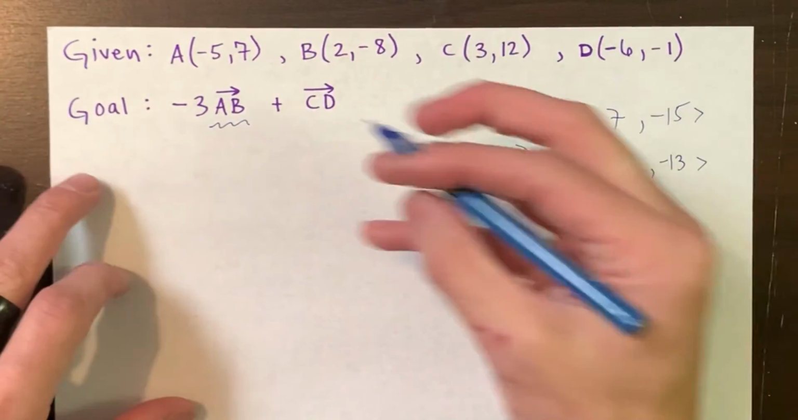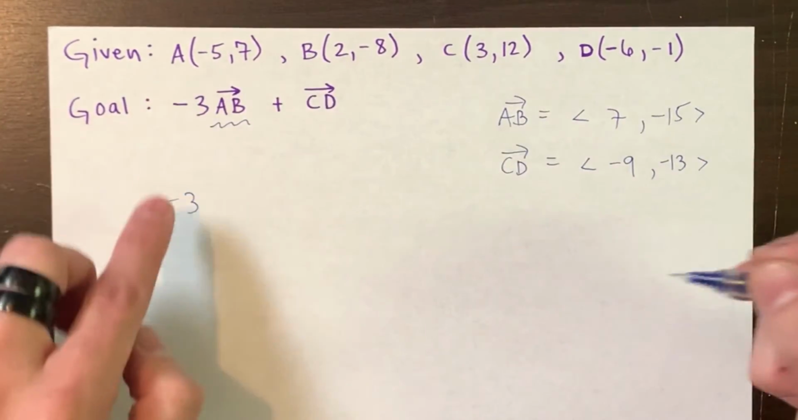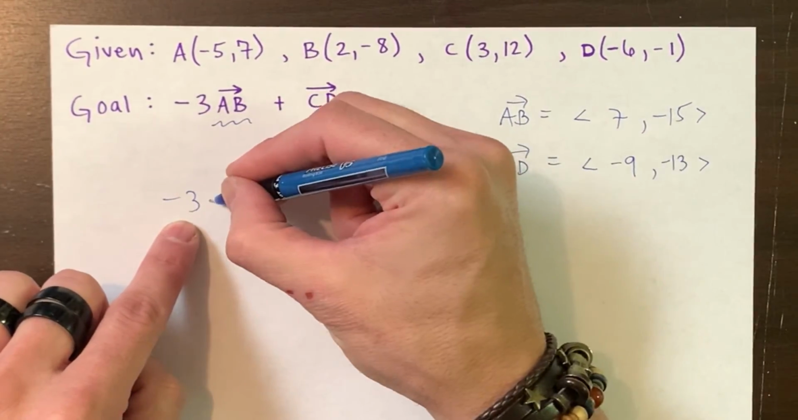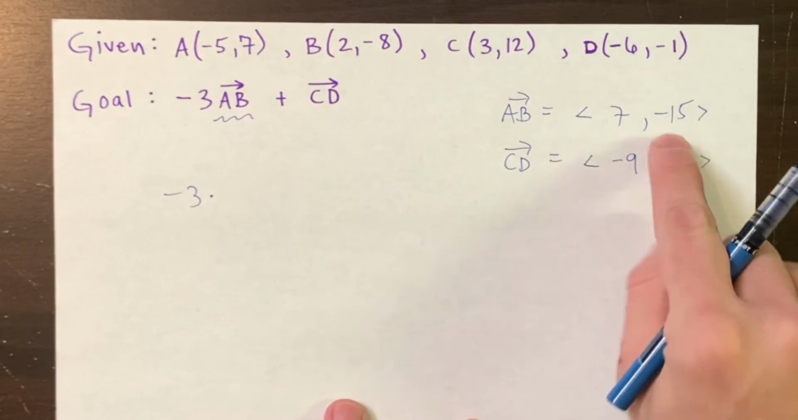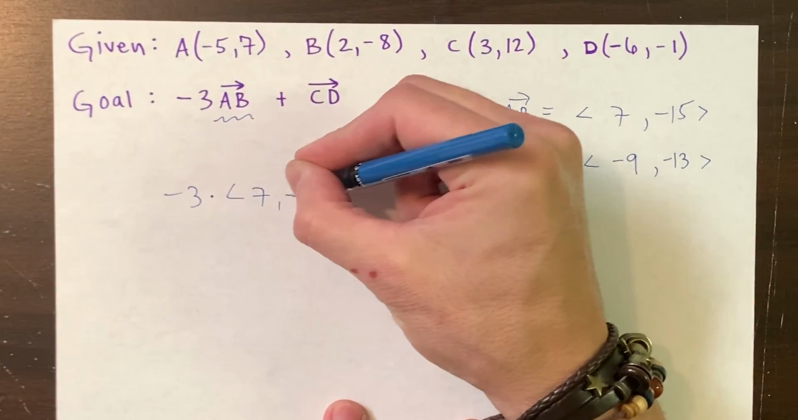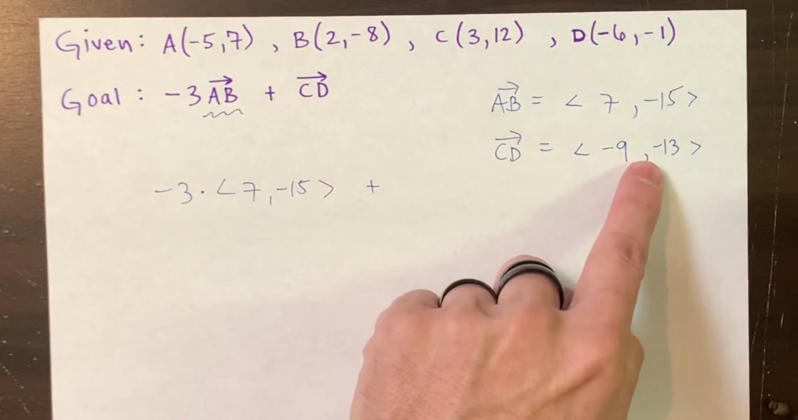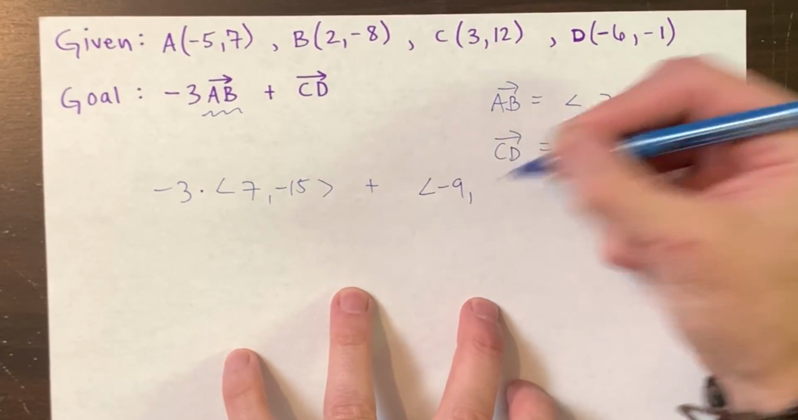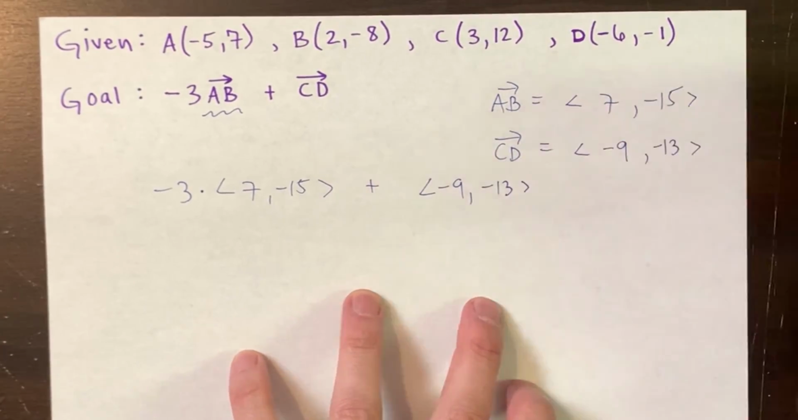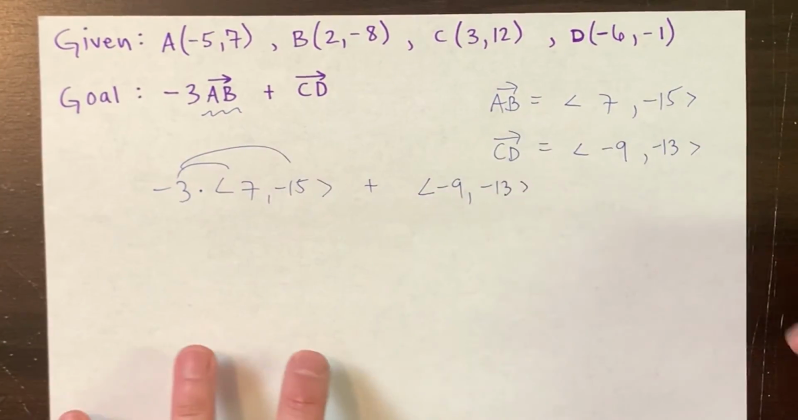So now let's go back to the main problem. So I have negative 3 is there, times. Now what's AB? We found it. It's that right there. Addition. And how much is CD? It's that vector right there. And we can distribute the negative 3.